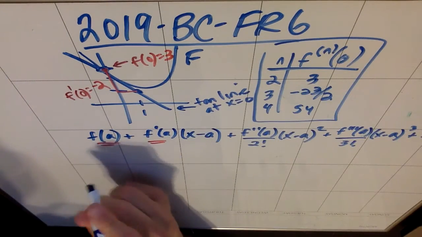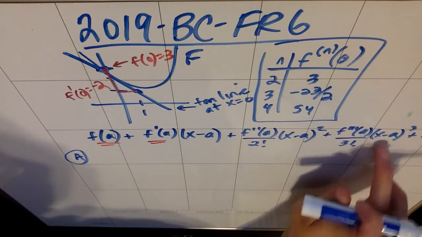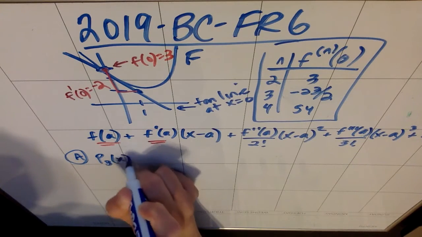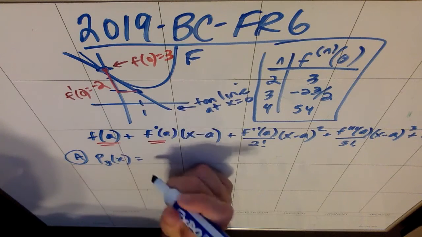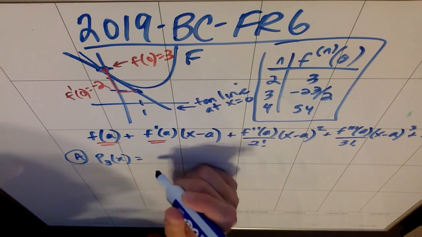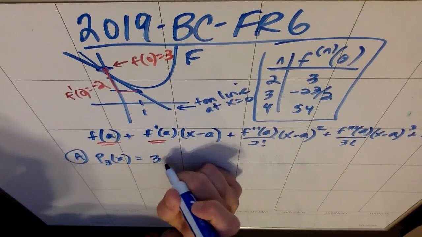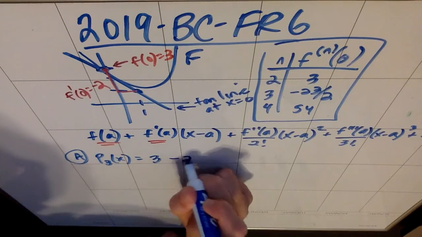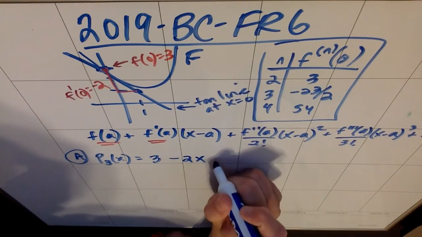So for part A, they said the third degree Taylor polynomial. That means go up until x cubed, which will be this term. I'm going to call it p sub 3 of x. The first term should just be the constant, f of 0, which in this case is 3. You can write f of 0 or just jump to writing 3. Plus f prime of 0, which we now know is negative 2, so I'm just going to write a minus, times x minus a, which is x minus 0, so I just need the x.